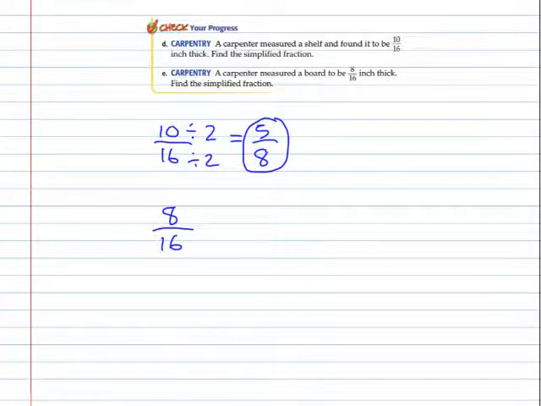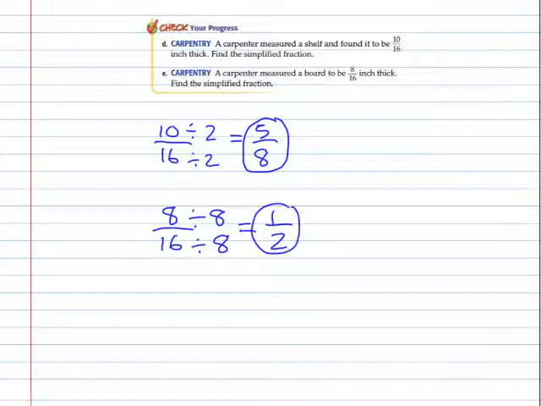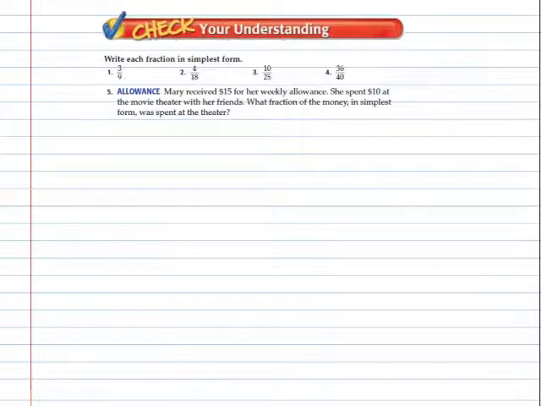8/16, an example E. A carpenter measured a board to be 8/16 inches thick. Find the simplified fraction. In this case, again, I recognize that the numerator is a factor of the denominator, so I'm going to divide both numbers by 8. The resulting fraction in simplest form then is 1/2.